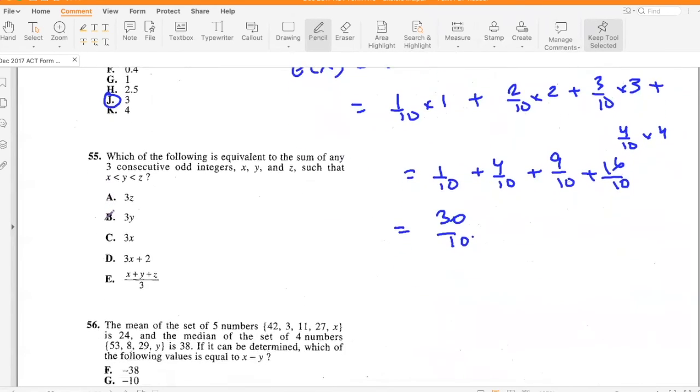Which of the following is equivalent to the sum of any three consecutive odd integers, x, y, and z, such that y is the middle one, right? So obviously x is y minus 2 and z is y plus 2. So the sum will be 3y.